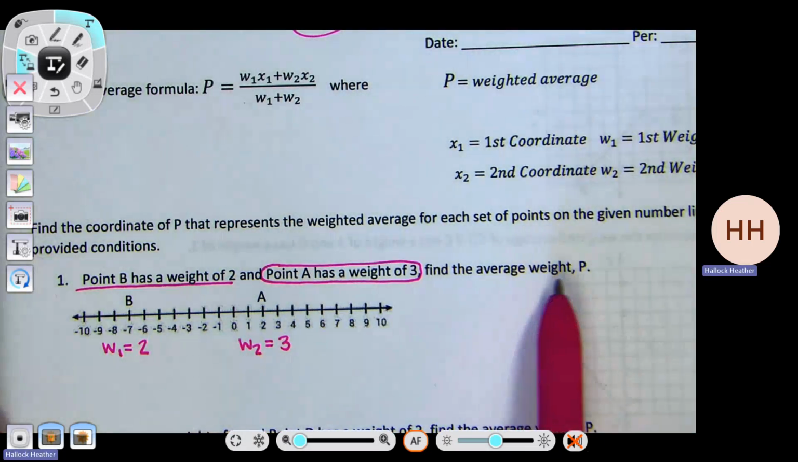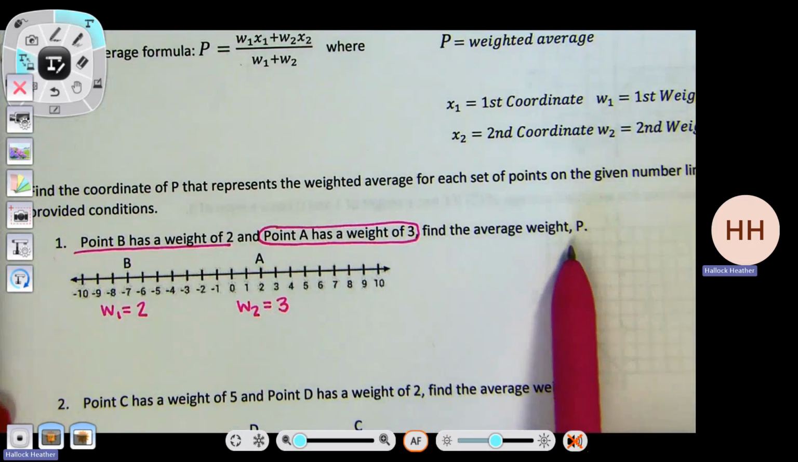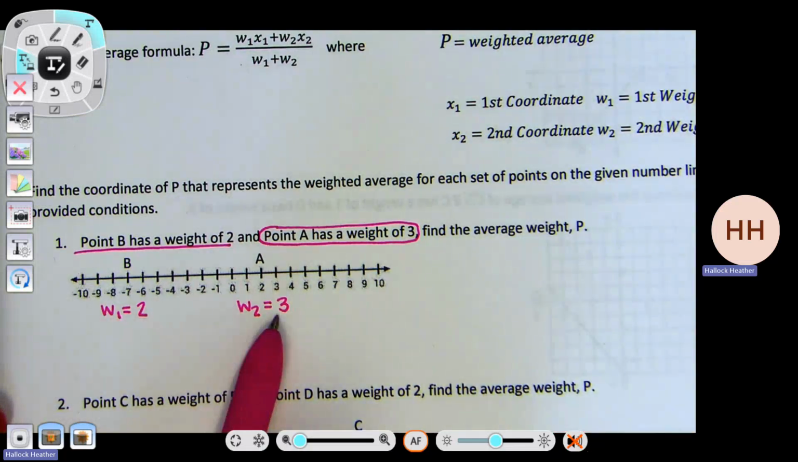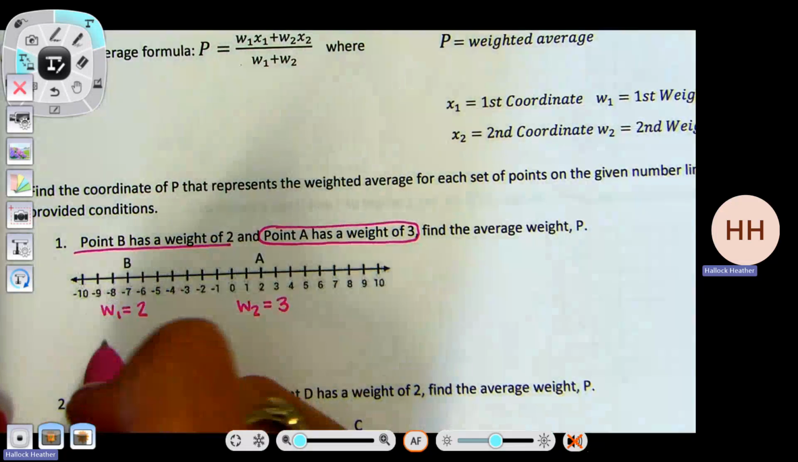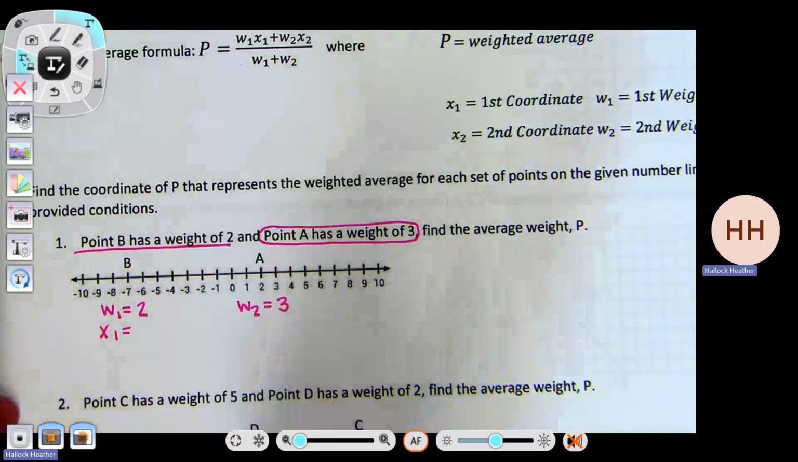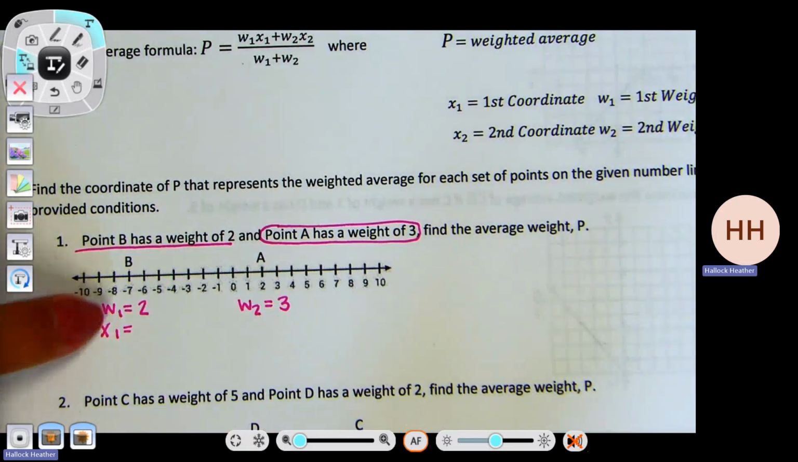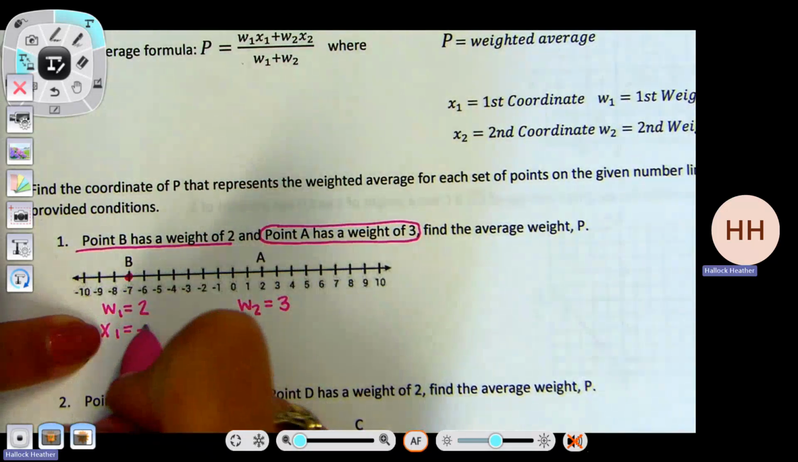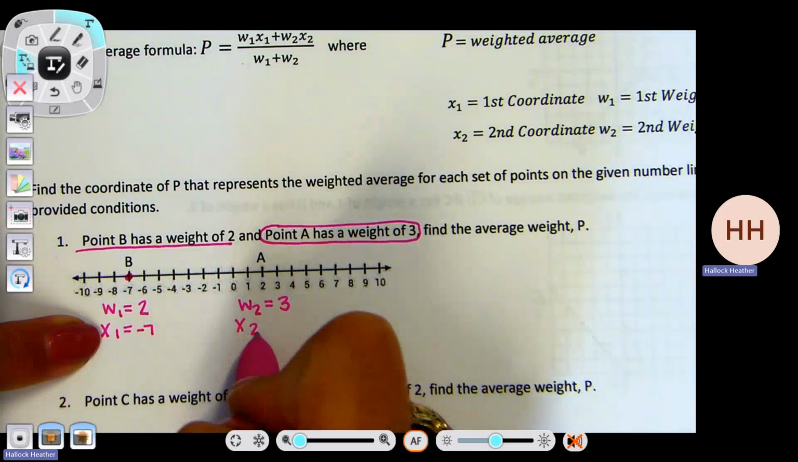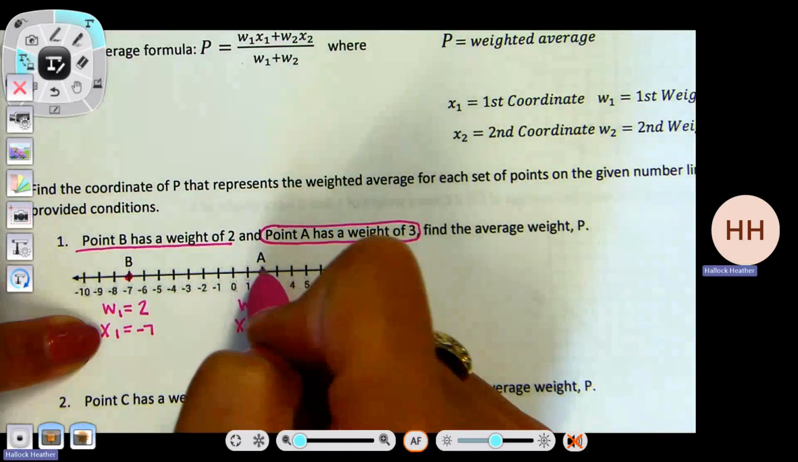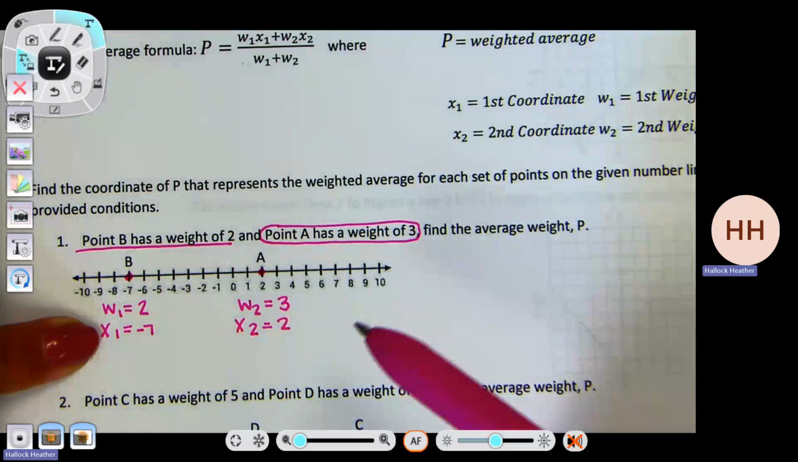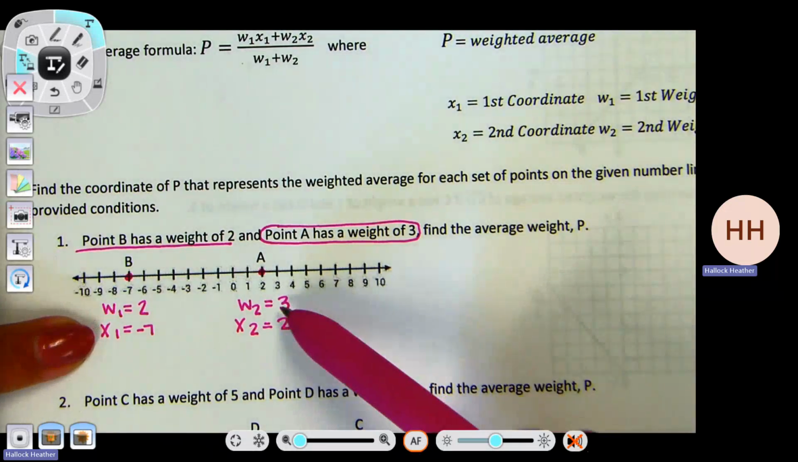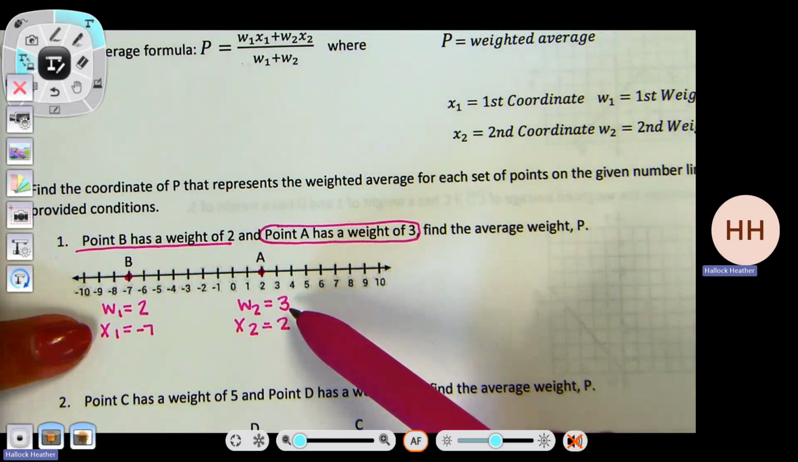And then I have to find the average weight, which is P, whatever that point is. So other than just the weights, what's provided on the graph is where they are actually at. Because I called this point 1, I'm going to also call the location X1. So where is B actually on the graph at? -7. And then this one is going to be X2. Where is A at? 2. Because A has a heavier weight, realistically, the point that I find should end up closer to A than B because A weighs more.